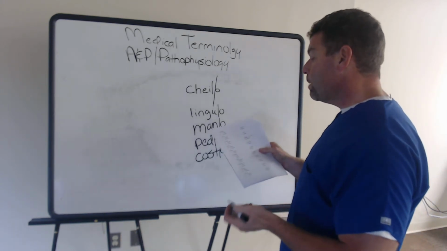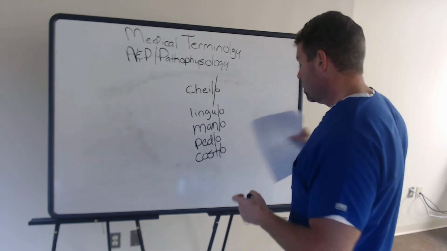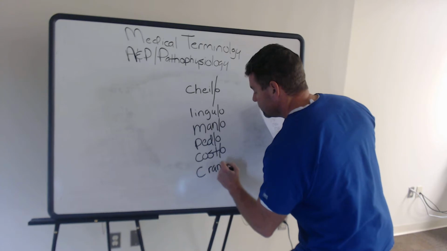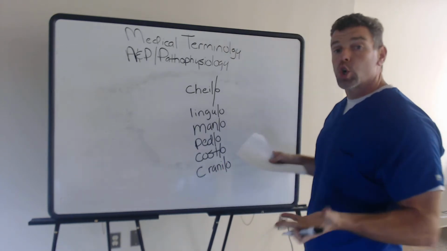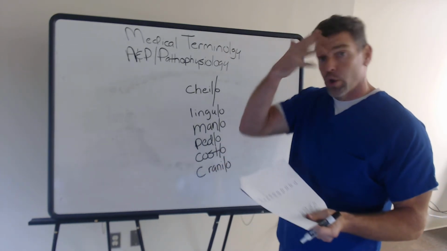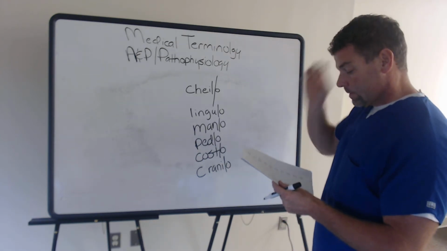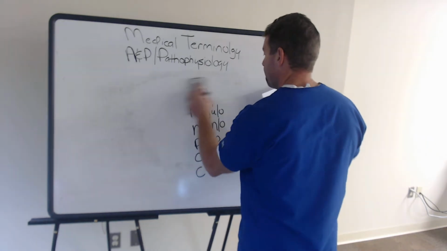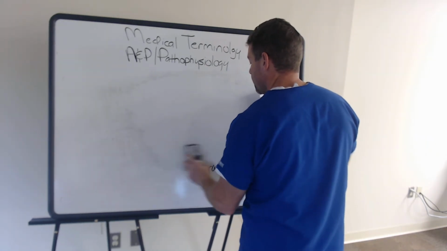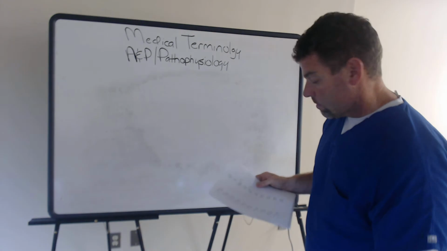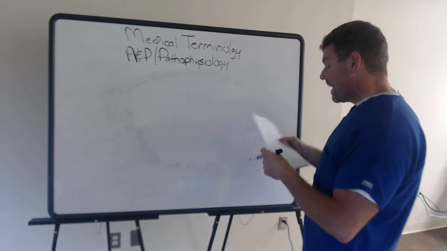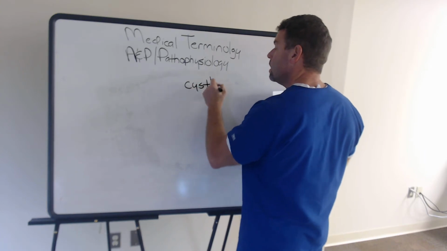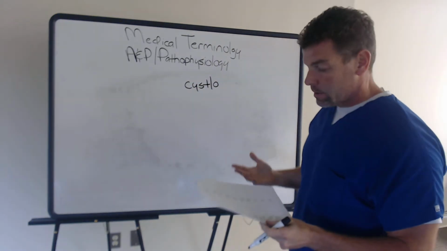A combining form that means skull is cranio. The cranium, probably everybody's heard of the cranium before. Bladder, like our urinary bladder, is cysto. Cysto means bladder.